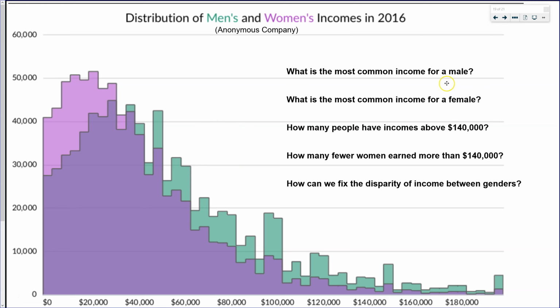What's the most common income for a male? We'd go to the clump right here. That'd be somewhere around 30,000, 35,000. What's the most common income for a female? We'd go to this clump right here and we drop all the way down to 20,000. So there's a big disparity there.